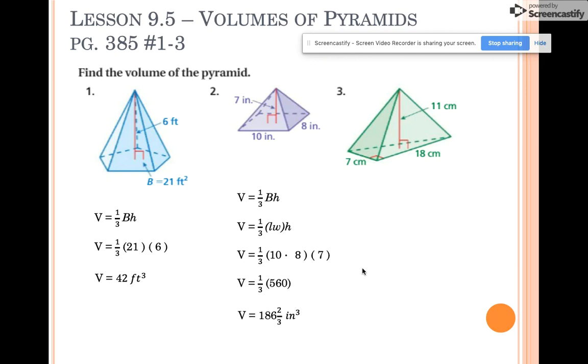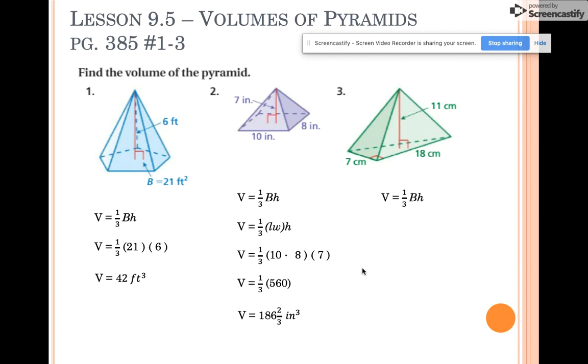All of your answers are either going to end up being a whole number, a mixed number including 1/3, or a mixed number including 2/3. When I see this answer in my calculator, it looks like 186.6 repeating, which I know is the same as 2/3. So I'm going to write it as 186 and 2/3 cubic inches. If you were to write this as 186.7 or 186.6 repeating, that would be okay too.